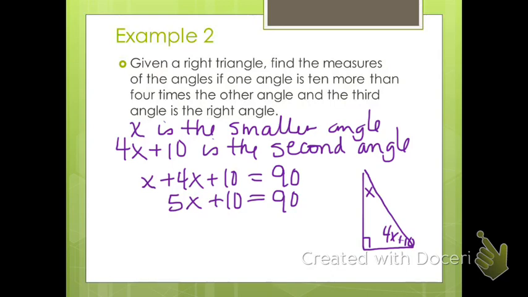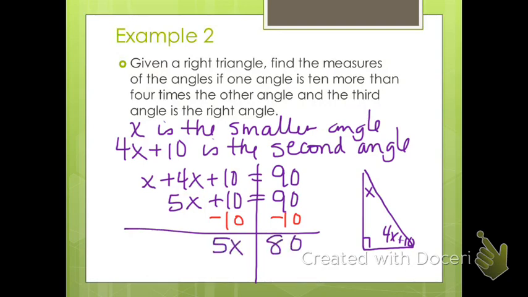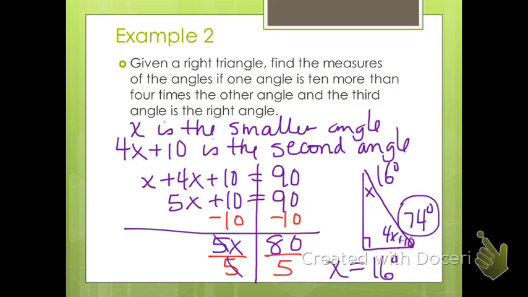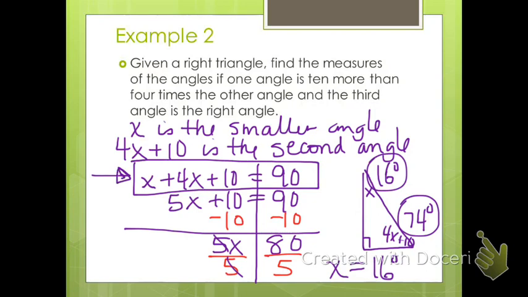I could have subtracted my 10 from both sides. This would be 5x is equal to 80. And it gives me the same exact result, as you might have guessed. Divide by 5, gives me x equals 80 divided by 5, or x equals 16 degrees. And then 4 times 16 plus 10 is, what was it? 74. Sorry, short memory. This one is 74 degrees. So the only difference here is I wrote the equation slightly differently to start, but I got the same result for my variable.